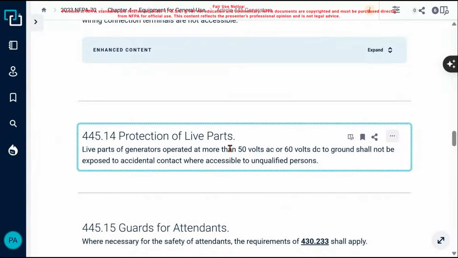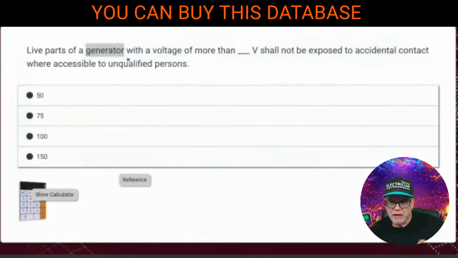Protection from live parts, boom. Immediately, I see 50 volts. I see 60 volts. I see all that, and I see accidental contact, and I see unqualified person. So I know I'm in the right place, okay? Now, focusing on the question. It says, live parts of a generator with a voltage of more than blank volts shall not be exposed to accidental contact where accessible to unqualified persons.